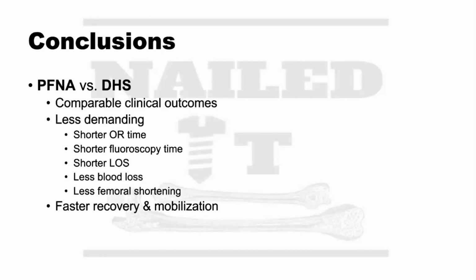But here it says comparable clinical outcomes, right? So both did pretty darn well, but the shorty nail had some shorter OR time, shorter fluoroscopy time. Both of those things might be a little bit closer to even if we were doing a long nail. A shorter length of stay might be playing a role as well. And so the one big thing being the less femoral shortening, right?